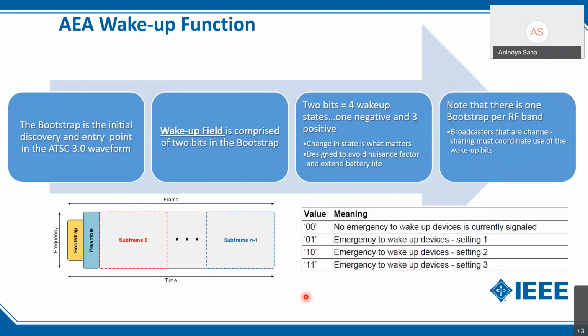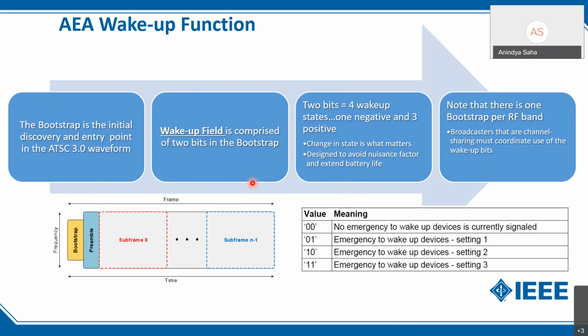This shows the physical layer aspects of how this is enabled, and there is something called the wake-up function. Again, the key thing here is the bootstrap. Let's recollect what we did about the bootstrap. The bootstrap, as we know, is the initial discovery and entry point. It has something called the wake-up field, which comprises 2 bits. A receiver can keep monitoring those 2 bits and say, okay, there is nothing to worry about, and suddenly, oh, some emergency has happened, and it wakes up.